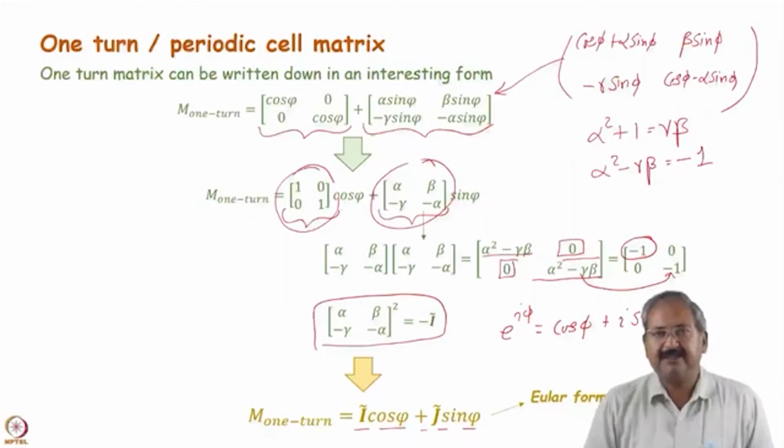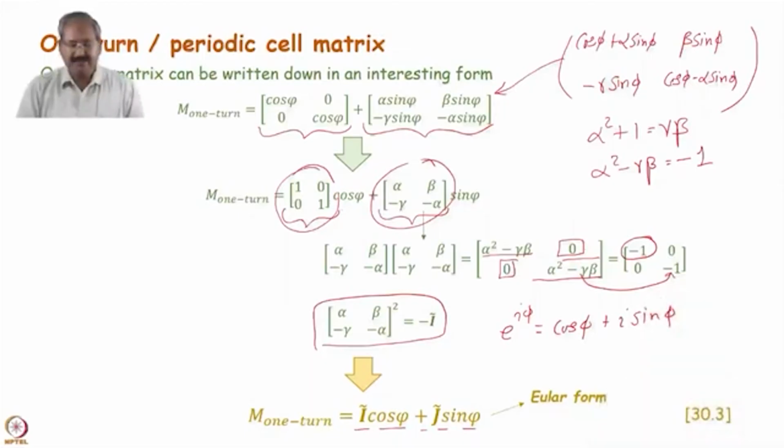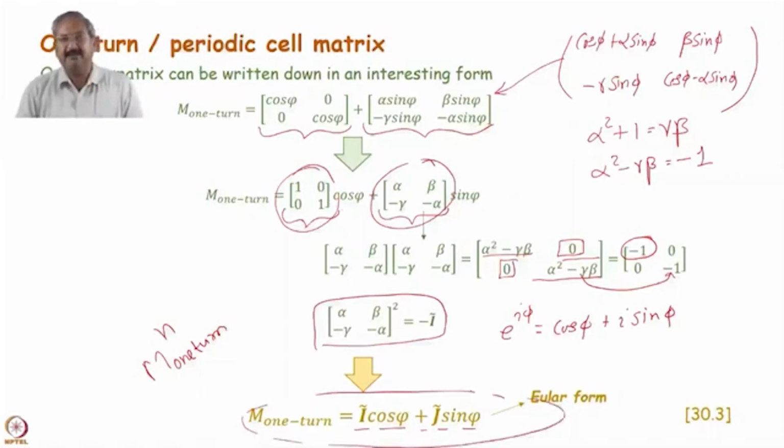In the Euler form, what is the use of this? Suppose you want to know M one-turn power n, means after n turns what will happen. So using this relation you can obtain any power of M one-turn very easily.